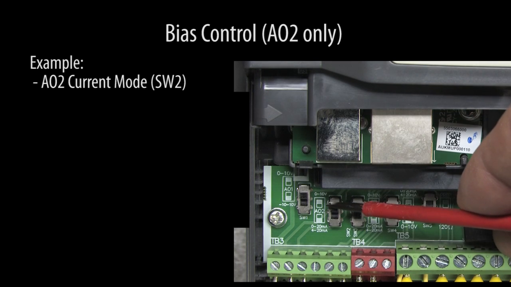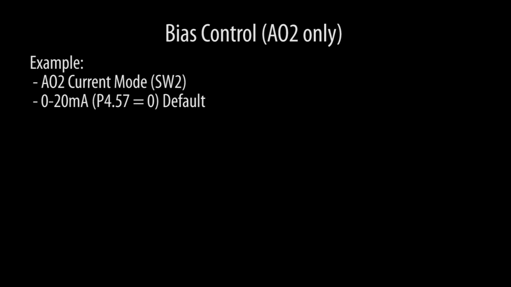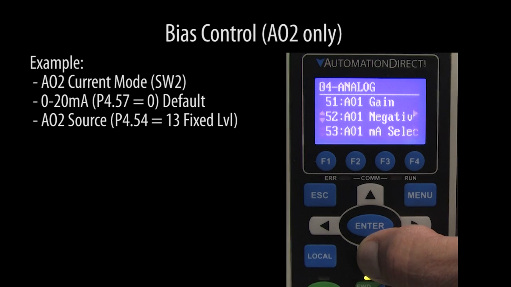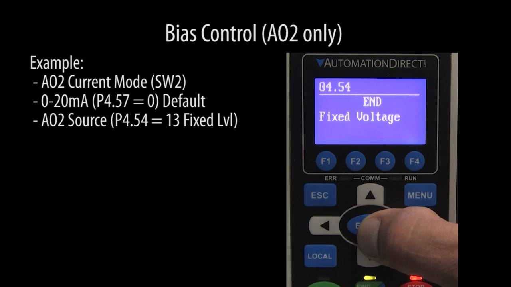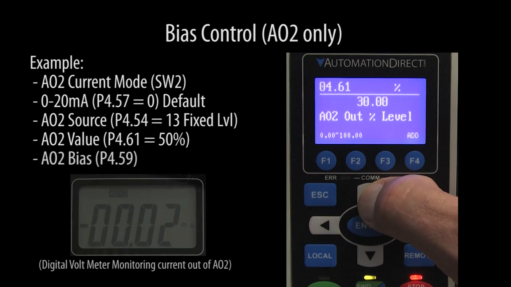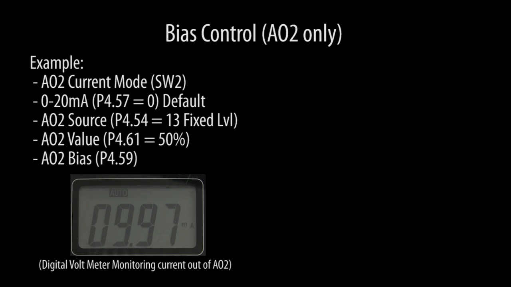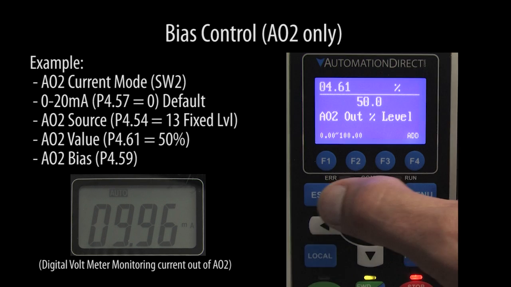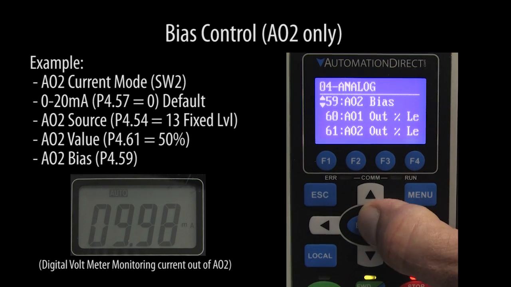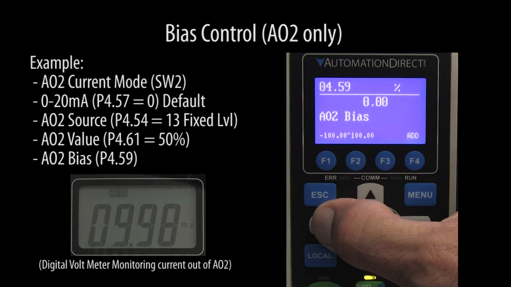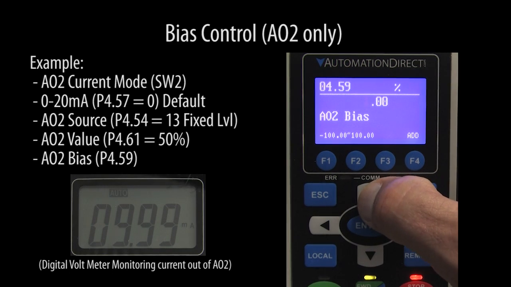That is, you can tweak the output level to accommodate anomalies in your system. Let's do an example. Suppose we need analog output 2 in current mode. We'll use the default 0 to 20 milliamp range, and we want to output a fixed level. If we tell output 2 to go to 50%, sure enough, it gives us 10 milliamps. Perfect. But suppose our system really needs for the 50% level to be at 11 milliamps. Using parameter 459, we can add in an offset or bias to make that value whatever we want.